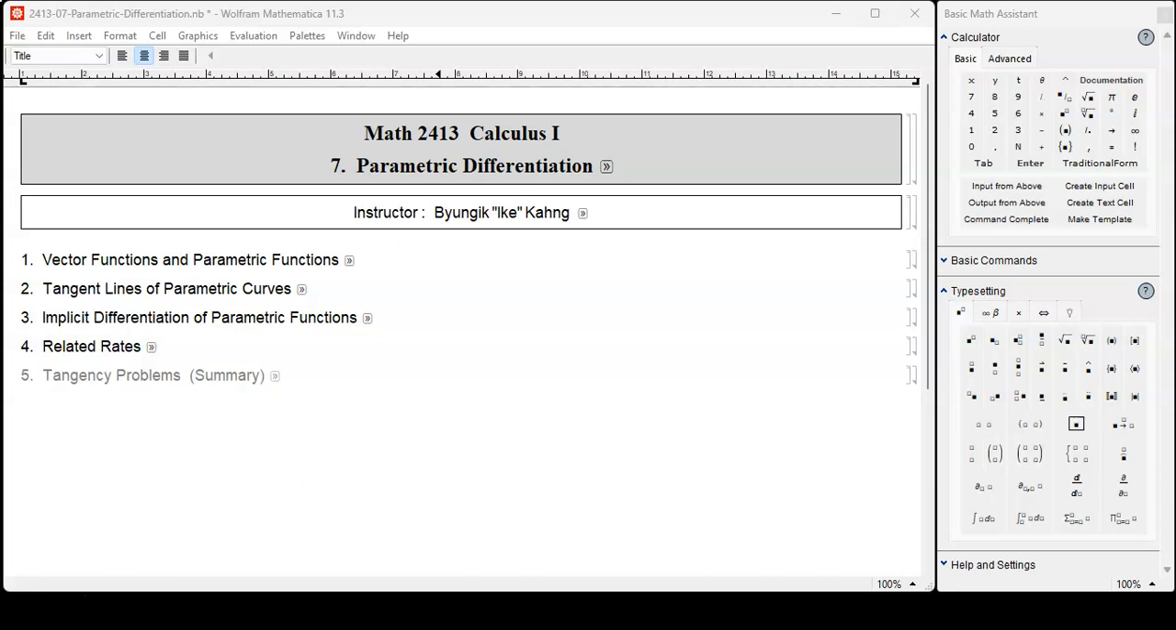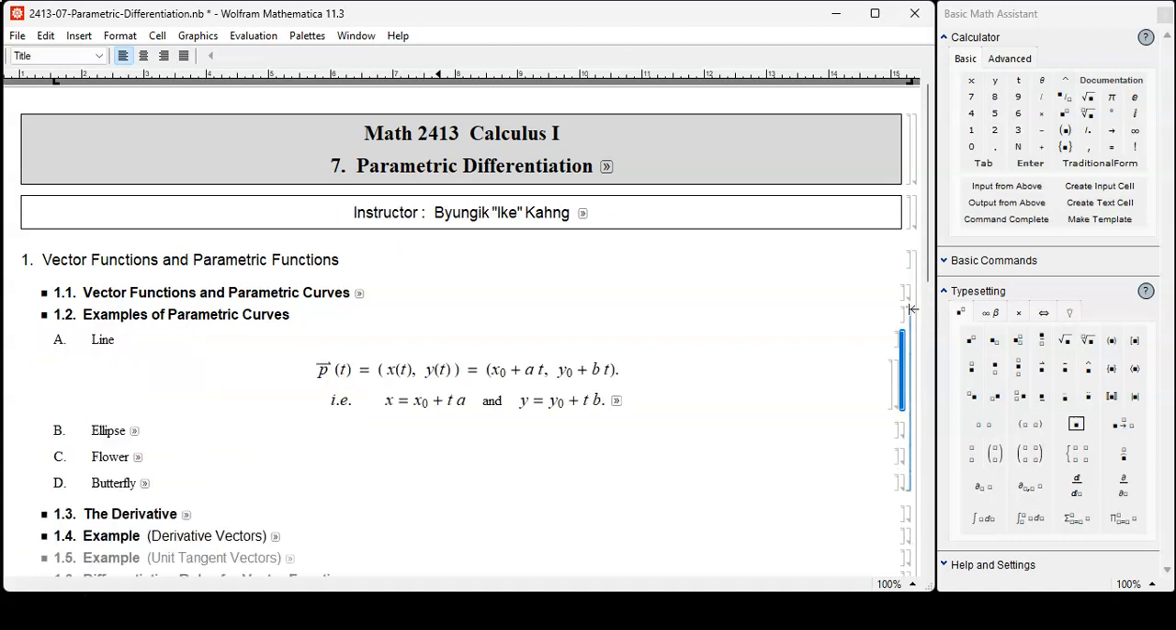Hello students, welcome back. Before resuming our discussions in section 2, let's have a brief recap in section 1. We went through the idea of vector functions and we saw that vector functions define curves which we call parametric curves.